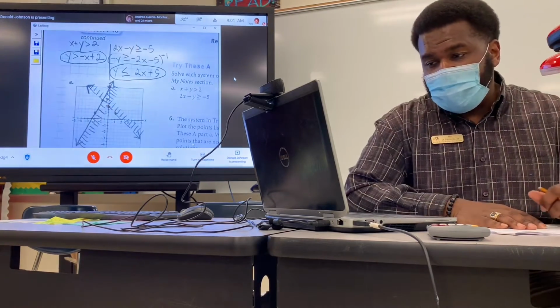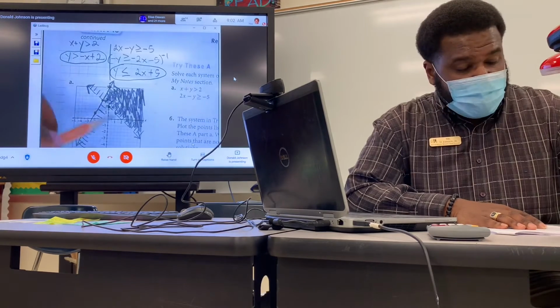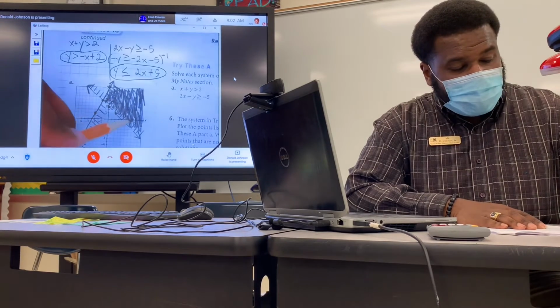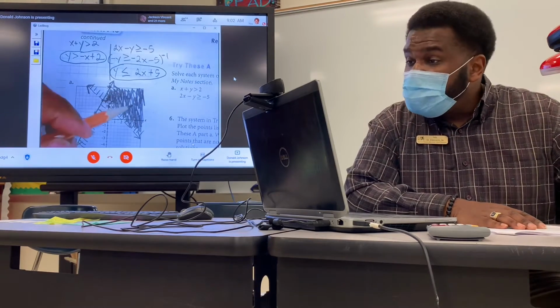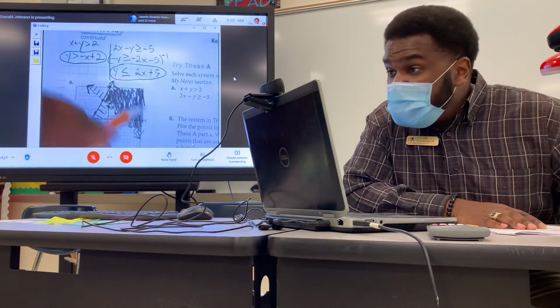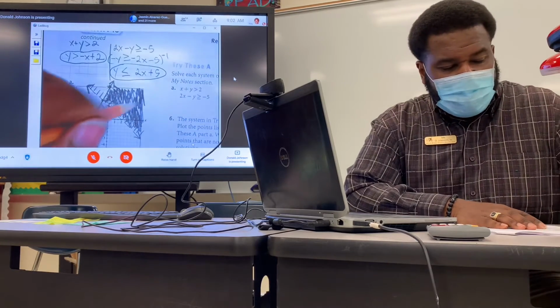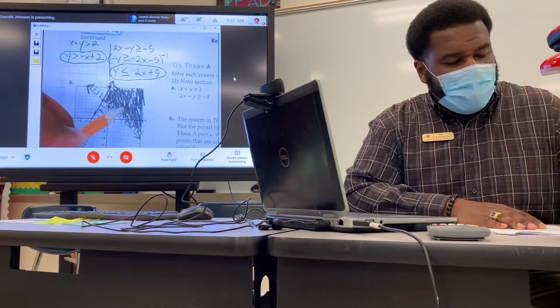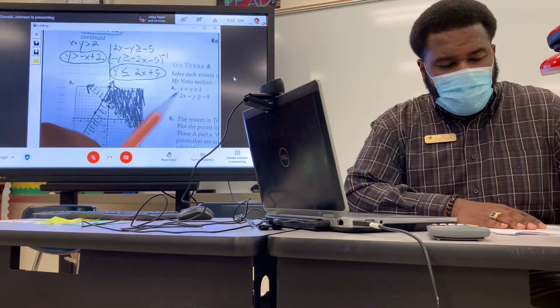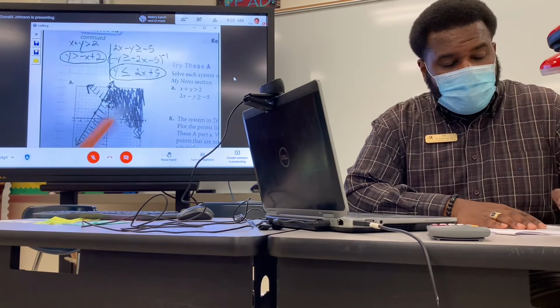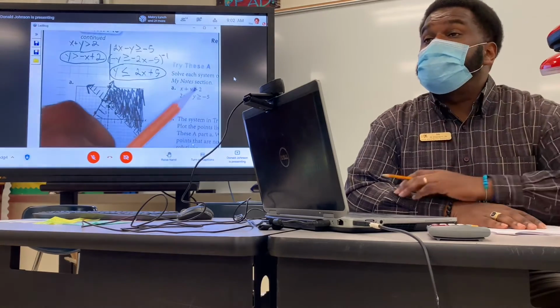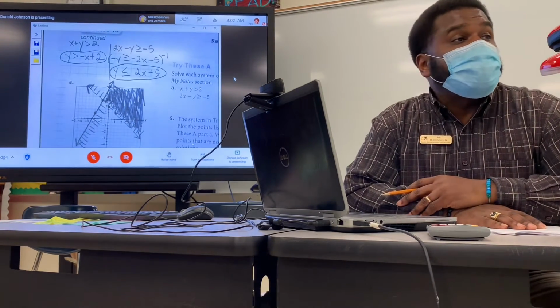So now you can see where the overlapping region was. Right here is the solution region. This tells us that any ordered pair in this region will make both of these inequalities true. We can substitute any ordered pair here. It'll make both, because remember, in order for it to be a solution, it has to make both inequalities true.